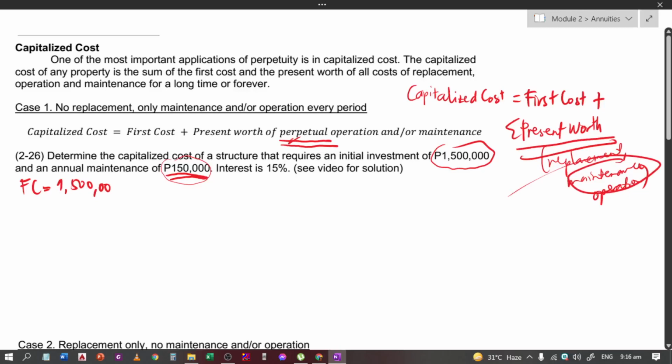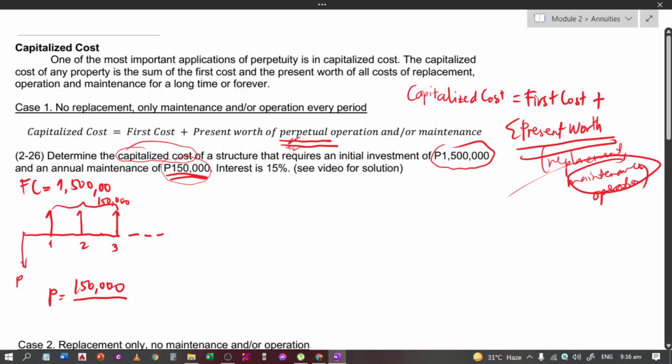Okay, so i-draw natin yung CFD niya. Yung present worth. Ito ay 150,000. Continuous indefinite. Ayan, so, since perpetual nga siya, basta nakita nyo capitalized cost, yung maintenance niyan is perpetual, or continuous indefinite. So, P is equal to, ang A natin is 150,000 over I. Interest rate is 15%. So, yung present worth natin ay 1 million.